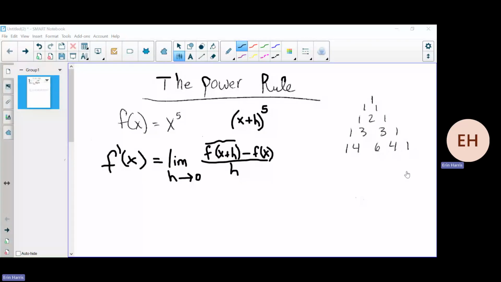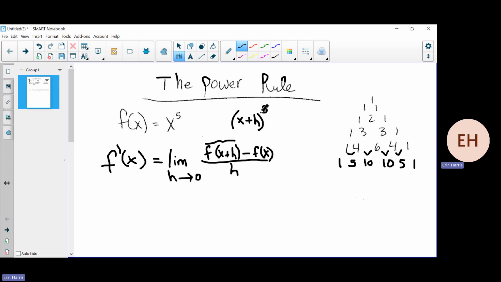But if you've ever heard of what's over here, this is called Pascal's triangle. Pascal's triangle is formed by adding the two numbers ahead of it. So always start with a 1 and end with a 1, then add these, add these, add these, and add these. Pascal's triangle does some other things with combinatorics, but one of the things that it does is it gives you the coefficients that you need in a binomial expansion.